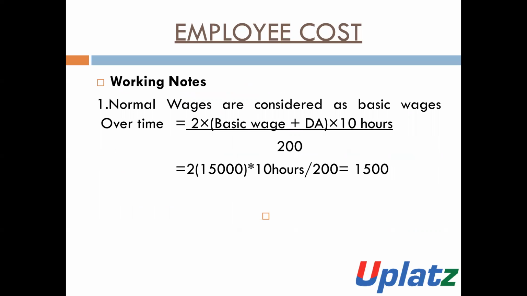There is a calculation of working hours, normal working hours 1,500. The normal working hours are considered as basic wages plus overtime. Then 2 into basic wages plus DA into 10 hours overtime divided by 200. Total normal basic hours. Then it is 1,500 normal wages.